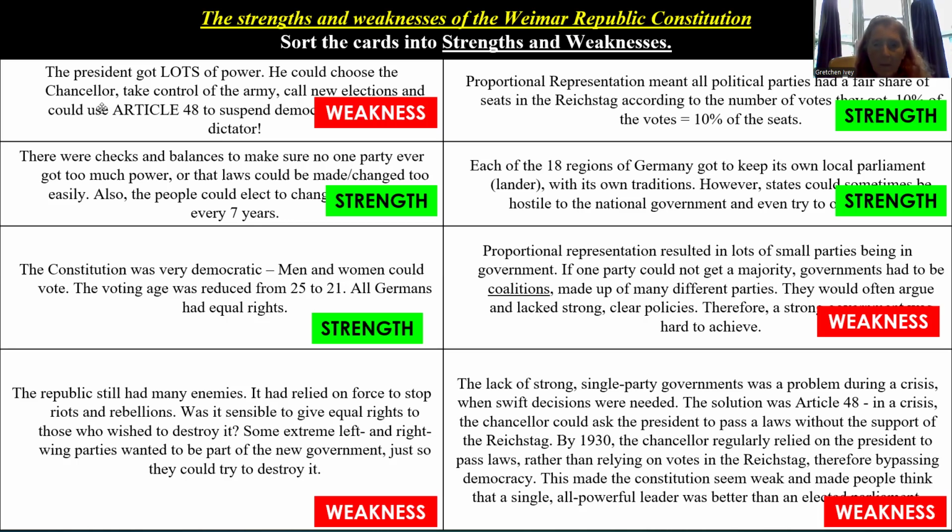And then finally, the bottom one, the lack of a strong single-party government was a problem during a crisis, when swift decisions were needed. The solution was Article 48. In a crisis, the chancellor could ask the president to pass laws without the support of the Reichstag, so they could bypass it. By 1930, the chancellor regularly relied on the president to pass laws rather than relying on votes in the Reichstag, therefore bypassing democracy. This made the Constitution seem weak and made people think that an all-powerful leader was better than an elected parliament. So again, that is a weakness for the Constitution.